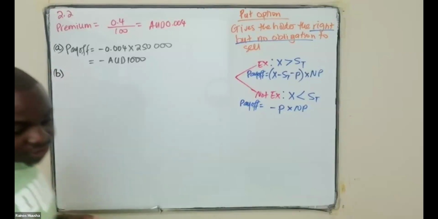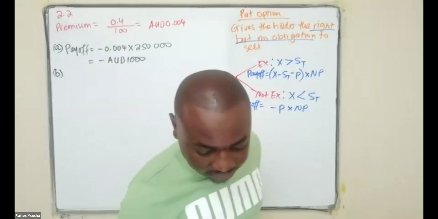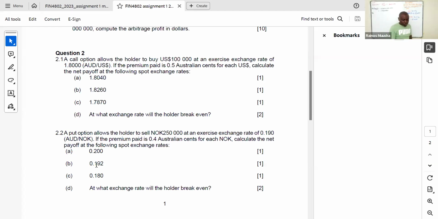Moving on to part B of the question. For part B of the question, they say if the spot rate is 0.192, do we exercise this option or do we not exercise the option? We don't exercise the option. Because remember, the exercise price is less than the what? The spot price is. So we are not going to exercise this particular option.